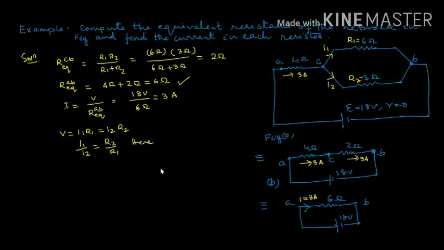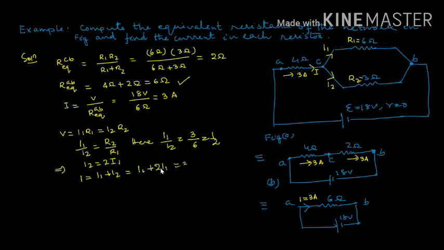So here I1 by I2 is equal to R2 by R1, R2 is 3, R1 is 6, 3 by 6, that is half. So this implies I2 is equal to 2 I1. And suppose this current is I. I is equal to I1 plus I2. So I1 plus I2 is I1 plus 2 I1, that is 3 I1. So this 3 I1 is equal to the current I, which is 3 ampere. So this implies I1 is equal to 1 ampere.